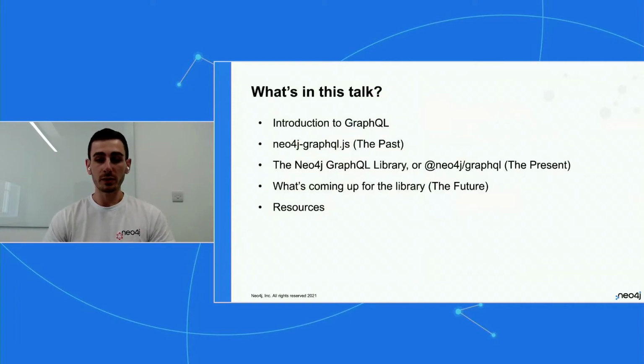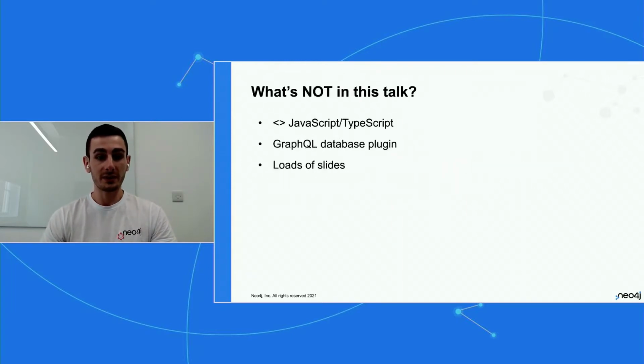So what's in this talk? I'm going to be giving a super brief introduction to GraphQL, but I'm really hoping that the demos I give will give that extra depth that you need, so I'm not going to go too in depth there. I'm going to talk about Neo4j GraphQL JS, which we'll call the past, but really it's the foundations of everything that we're building on today. I'm going to talk about the Neo4j GraphQL library, which is the present, and I'm also going to talk about what's coming up for the library in the future. And there's going to be just a few resources at the end.